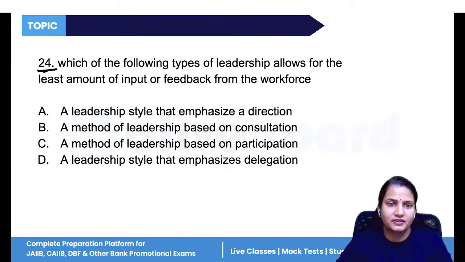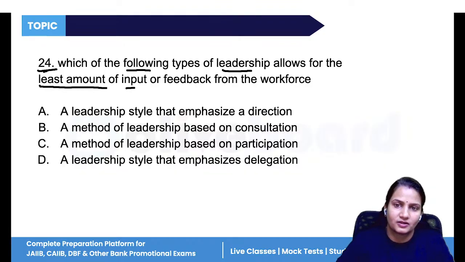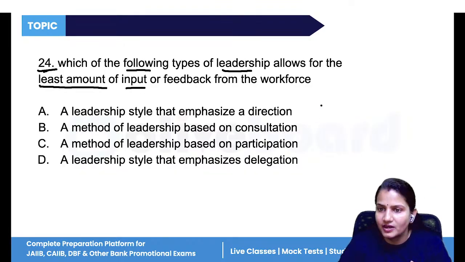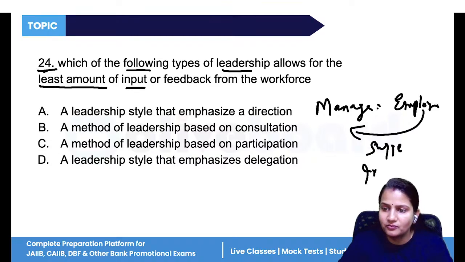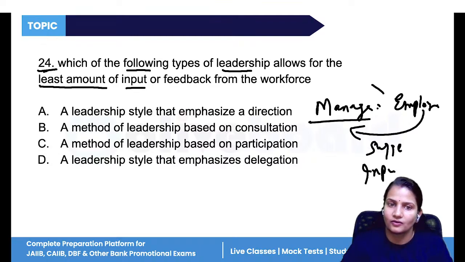Next, question number 24. Which of the following types of leadership allows for the least amount of input? Least amount of input means when managers are not giving their employees a chance to take a decision in the company. They can give any kind of suggestion in the company. They can give their input in the company when managers are not allowing. What type of leadership is that?